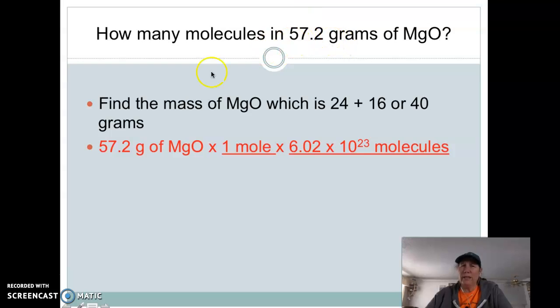Okay, write down what I know. 57.2 grams of magnesium oxide. 1 mole of magnesium oxide is 40 grams. It's what it weighs, so this is just like multiplying by 1. Okay, and then I want to know molecules.